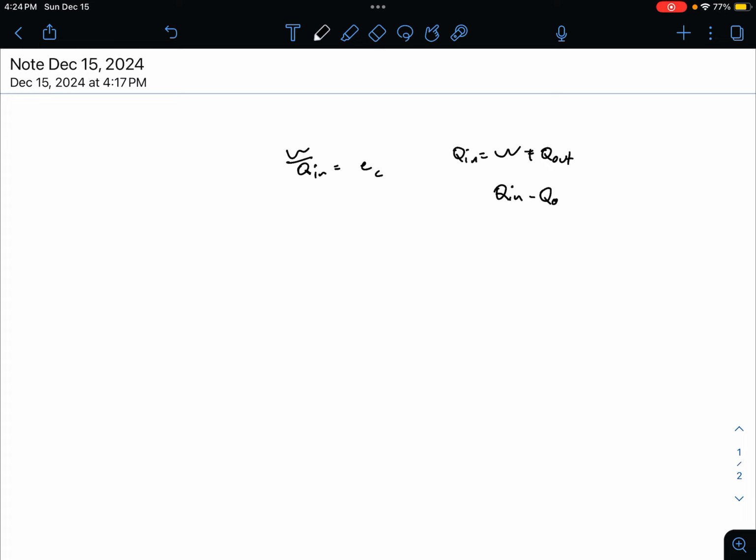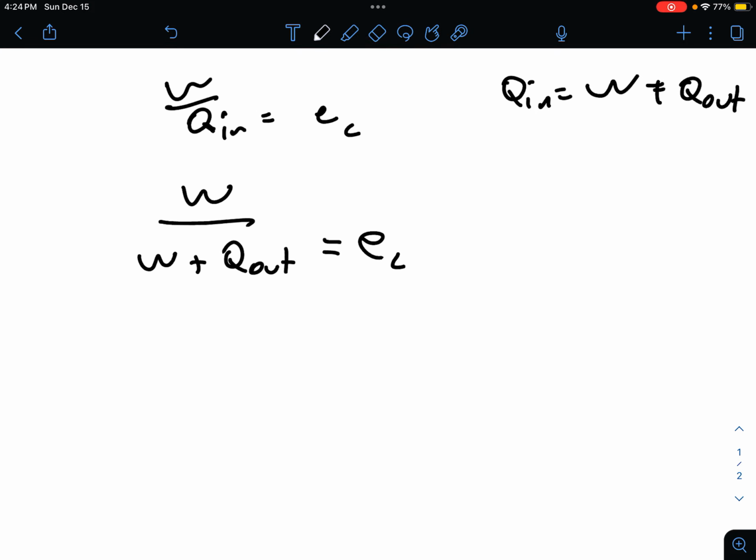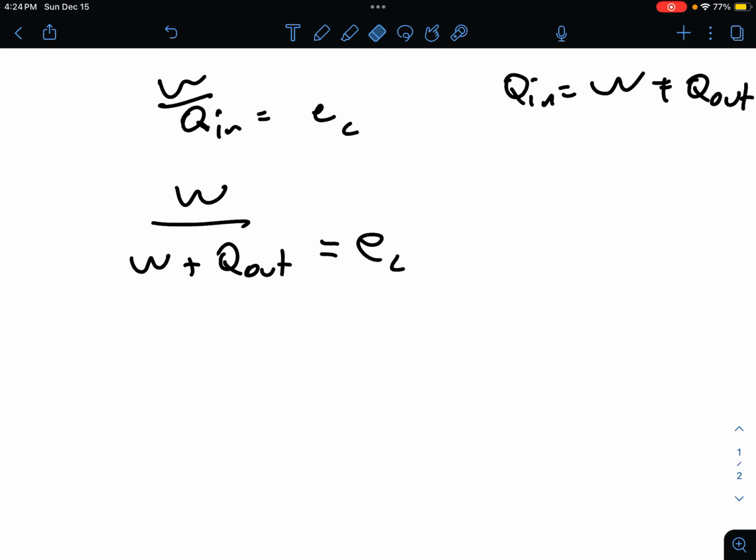I don't care about my Q in because I'm only going to be dealing with the energy wasted, which is 1,000, and the work, which is what we're solving for. So we can actually say work over work plus Q out equals Carnot efficiency. But Carnot efficiency is the max, so this can be anything less than or equal to the Carnot efficiency. It can't be more efficient than that, but it can be anything less than or equal to it.